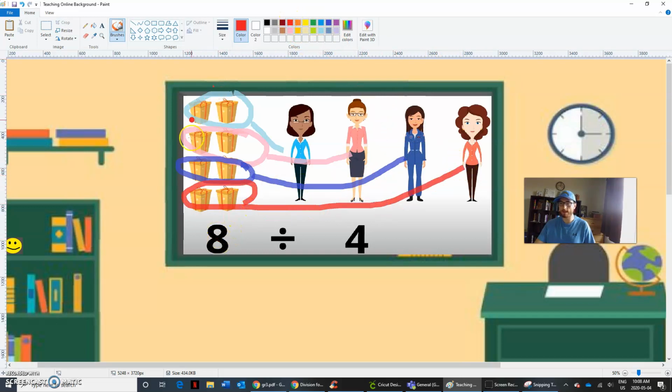We have 8 presents, and we broke it up. We split it up into equal groups by dividing it 4 different ways. And our answer, each person is going to get 2. 8 divided by 4 people equals 2. Each person will get 2.